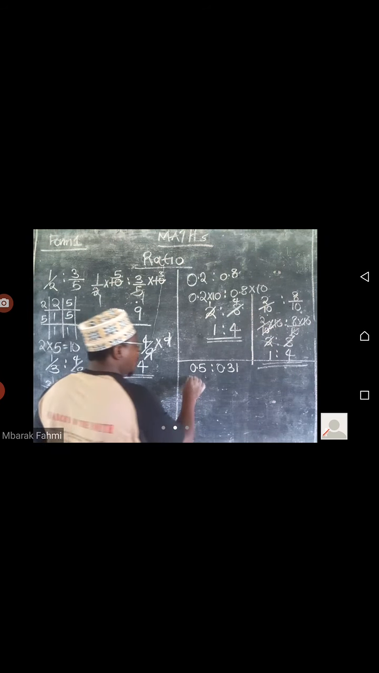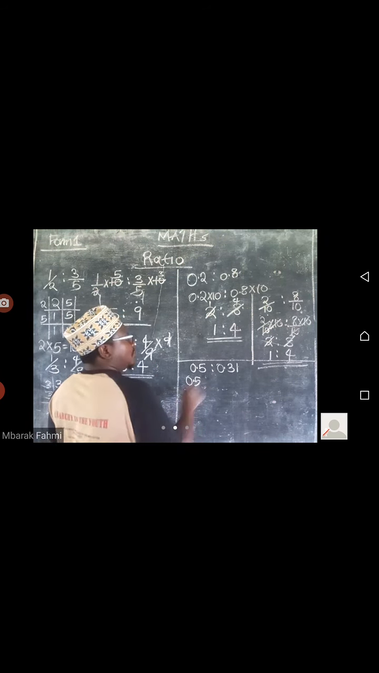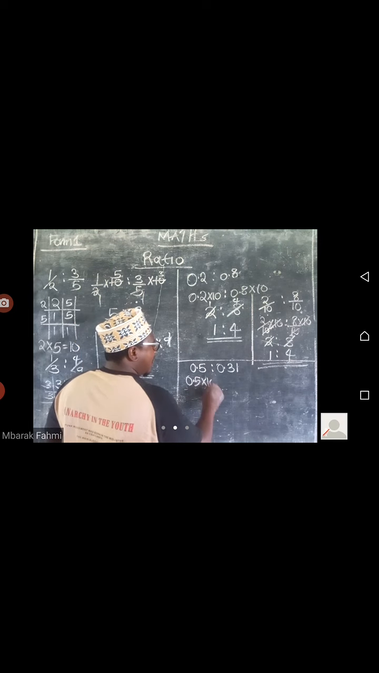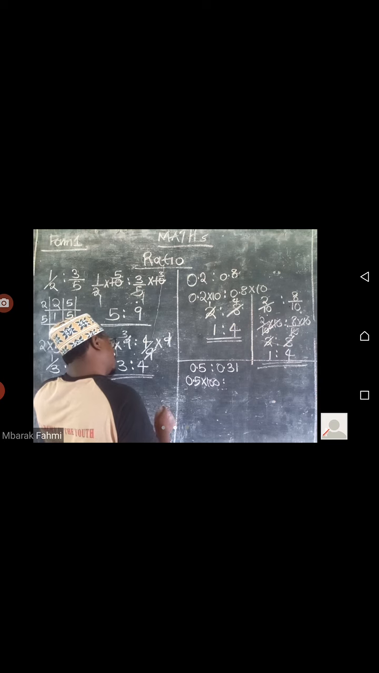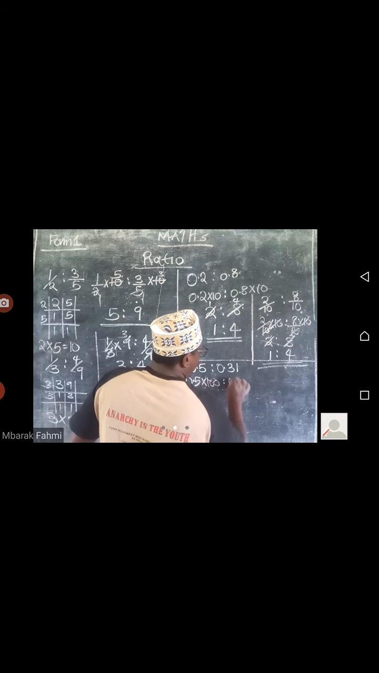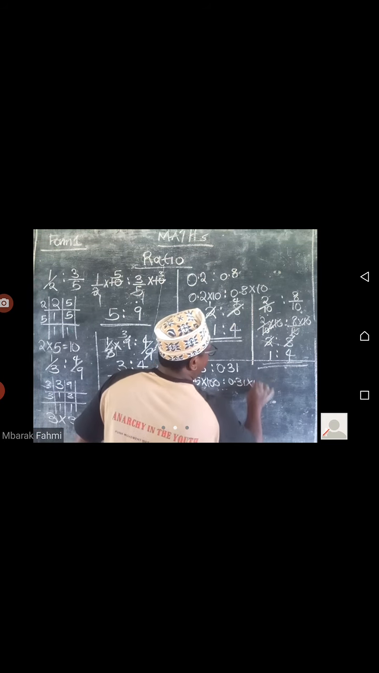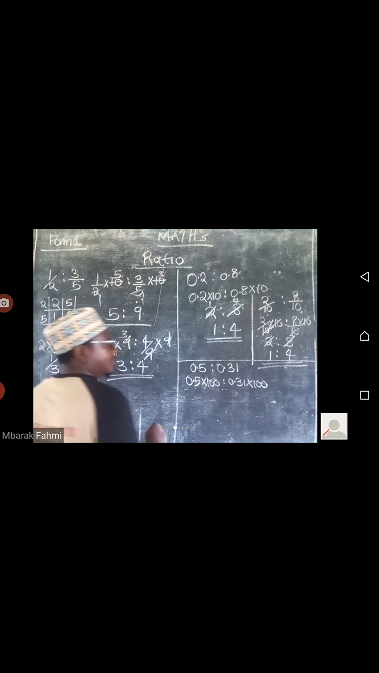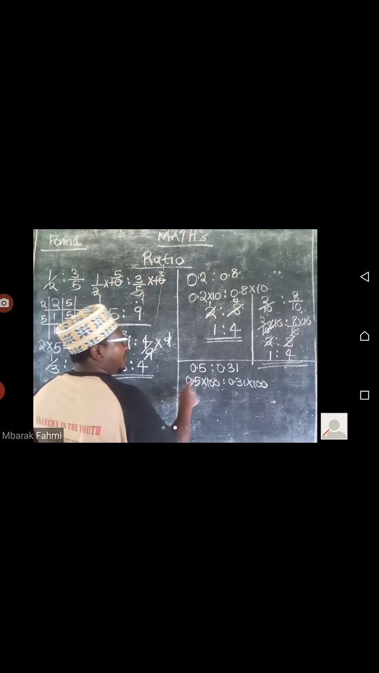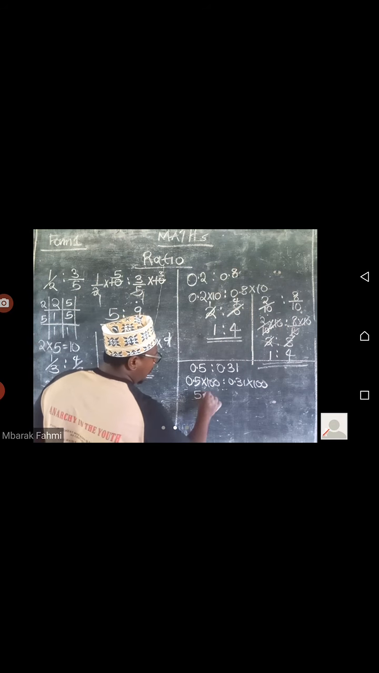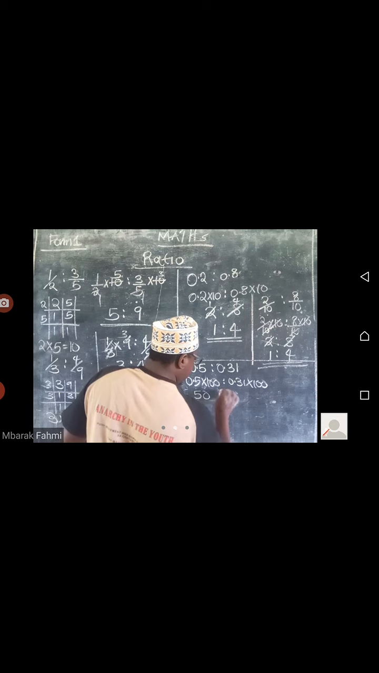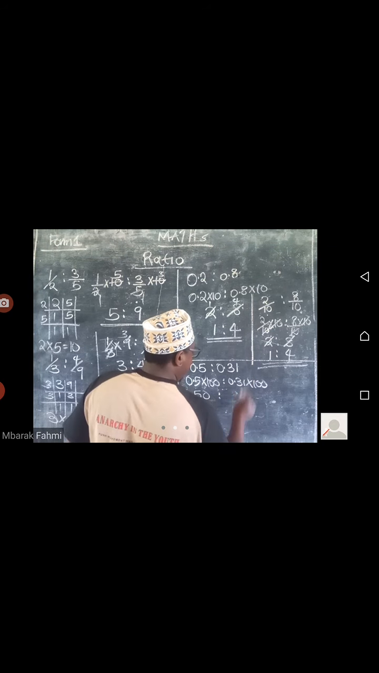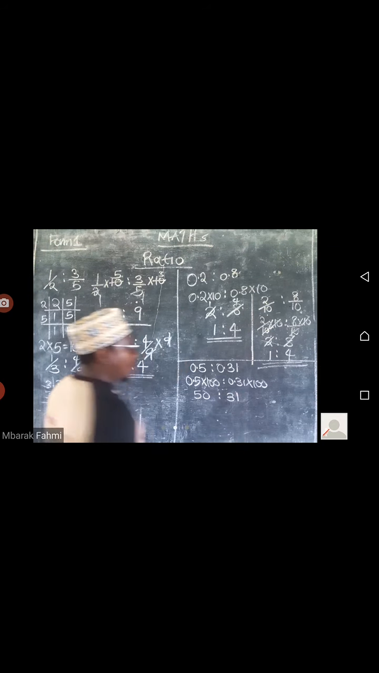We will check the one with the highest number of decimal places. So this will be 0.5. You will multiply by 100 because that is the highest number of decimal places. So 0.31 is also multiplied by 100. Now if you multiply 0.5 by 100, you remain with what? 50. And 0.31 multiplied by 100 is going to be 31.